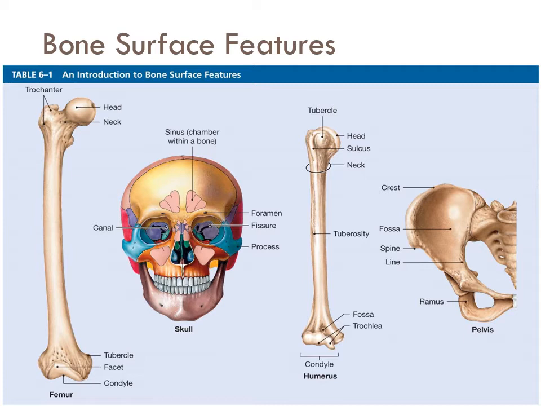All right, we'll look at the skull next. With the skull, you can see the sinuses are those open air-filled chambers within the bone. And you can see there's many of them. So these are the frontal sinuses, the maxillary sinuses. We've got ethmoid sinuses in there. So there are all kinds of different sinuses that we'll learn about next week.